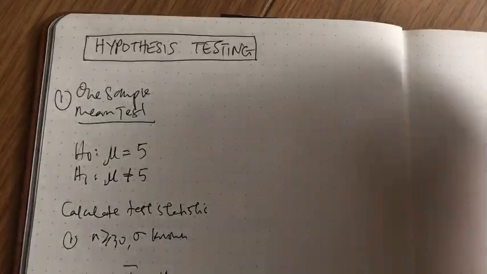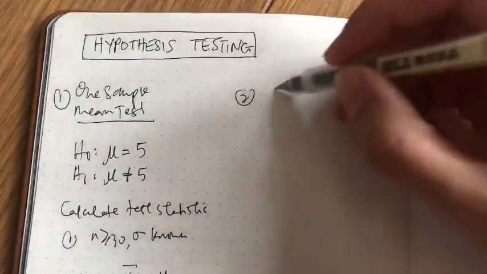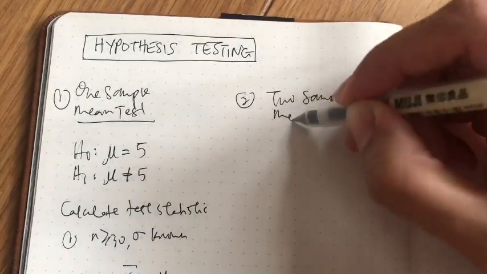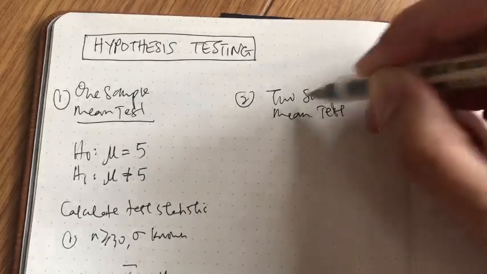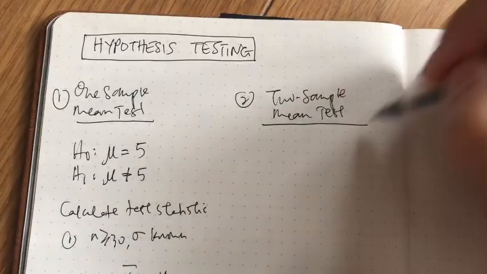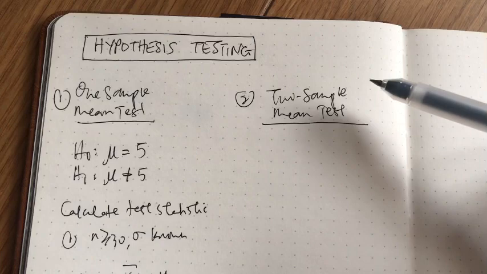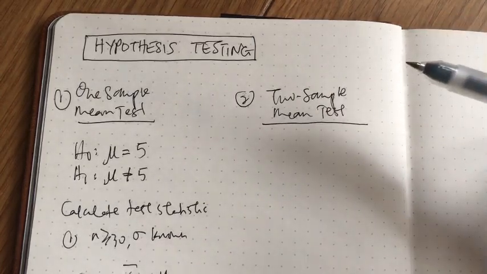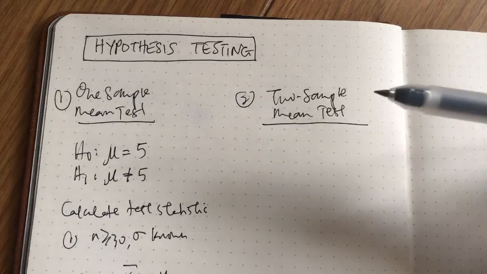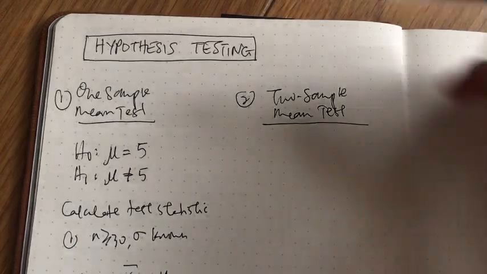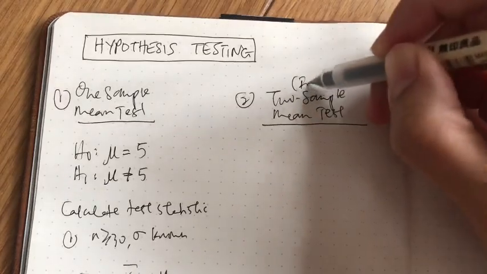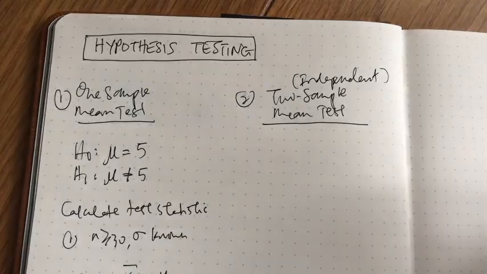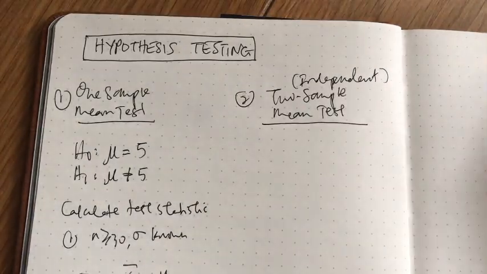The next test that we have learned is the two-sample mean test. For two samples, it depends on whether the samples are independent of each other or dependent on one another. Let's focus on the independent two-sample mean test first. What that means is both samples have nothing to do with each other. They have no relationship.